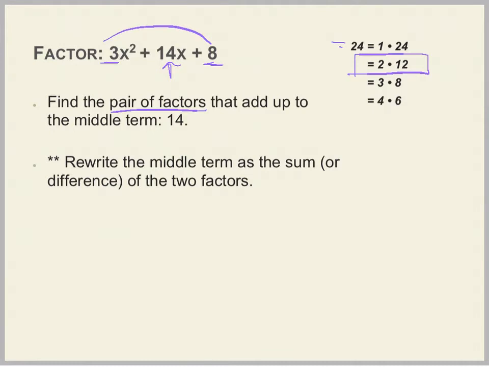Now, we are going to rewrite this middle term of 14x as the sum, or sometimes the difference, of the two factors of 2 times 12. So rewriting that, we have 3x squared plus 2x plus 12x plus 8. Notice all I have done is rewritten that middle term of 14x as 2x plus 12x, the factors I found. I have not changed this problem. However, when I see 4 terms, I'm going to think factor by grouping.